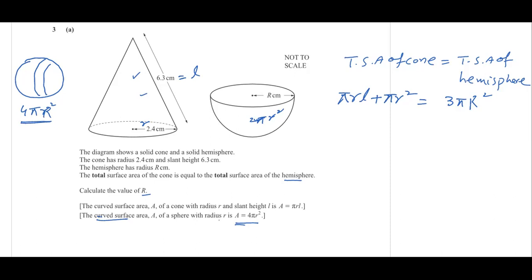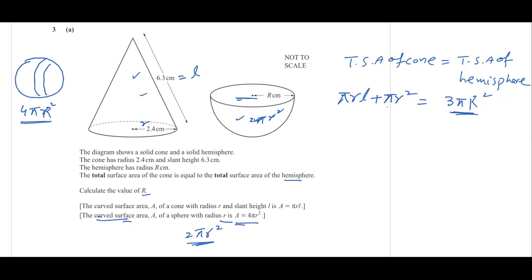One more thing. Curved surface area of the hemisphere will be 2 pi r square, because this is the curved part and this one is flat. So that is why total will be 3 pi r square. For hemisphere, curved surface will be 2 pi r square, but total surface will be 3 pi r square. That difference hopefully you understand and will keep in mind. Now I think it will not be a problem at all.